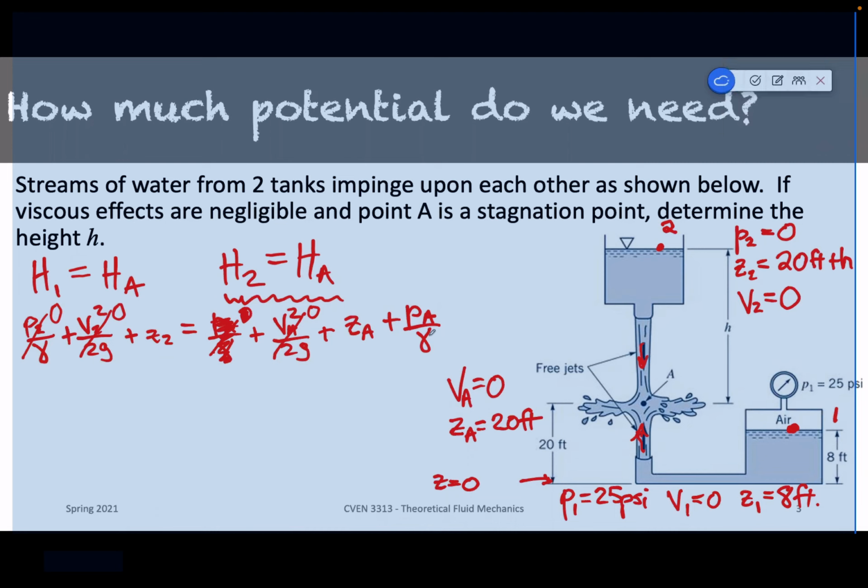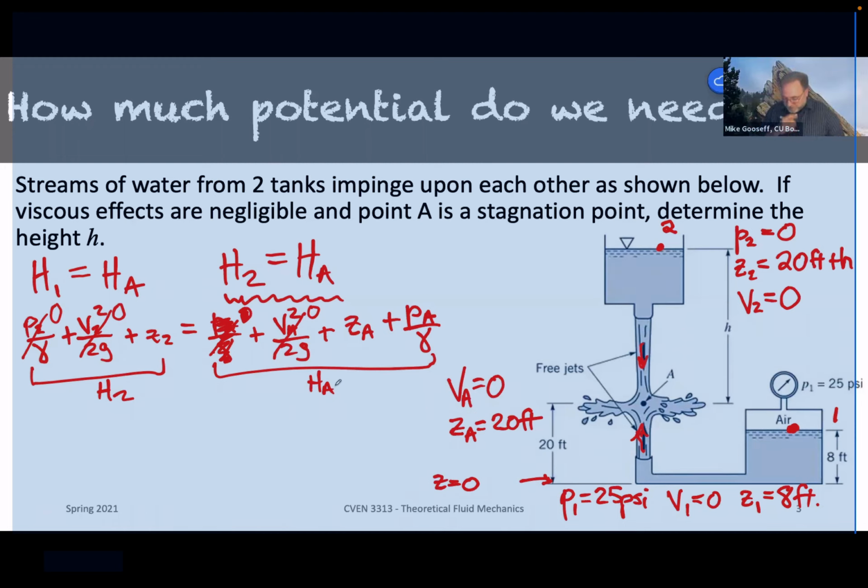I have a quick question about H1 being equal to HA and H2 equal to HA. Where did you get that? That's just my shorthand for not writing out the entire Bernoulli equation for both. All this is saying is that all the energy at 2, remember capital H we were using last week, is equal to basically all of this. This is all H2, and this is all HA. That's all it is. It's just a little shorthand to keep all of us from writing out too much.